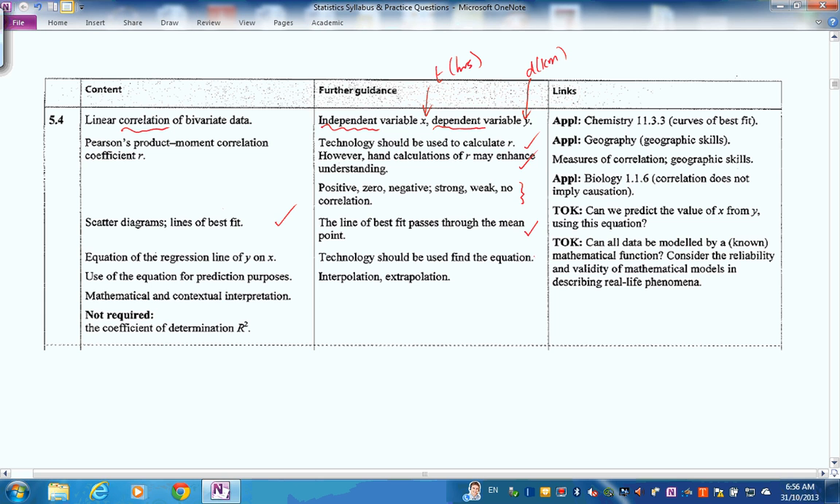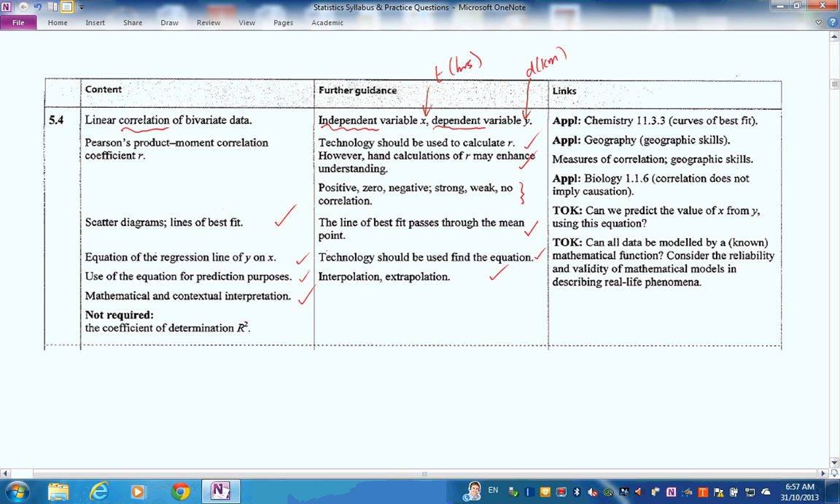Technology should be used to find the equation and for interpolation and extrapolation. Equation of the line, use of equation for prediction, mathematical and contextual interpretation. Like what is the meaning of the slope, for example, of the line, the number in front of the independent variable, 3x plus 2. It means if x increases by 1, the dependent variable increases by 3. That sort of thing. Okay, mathematical and contextual interpretation.